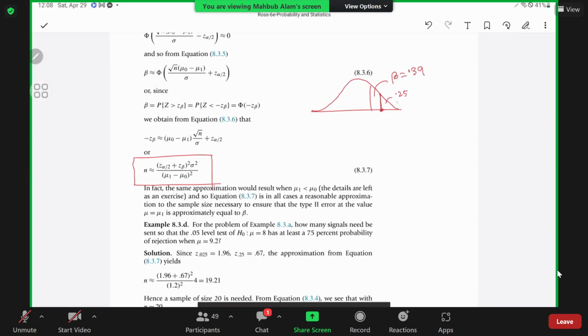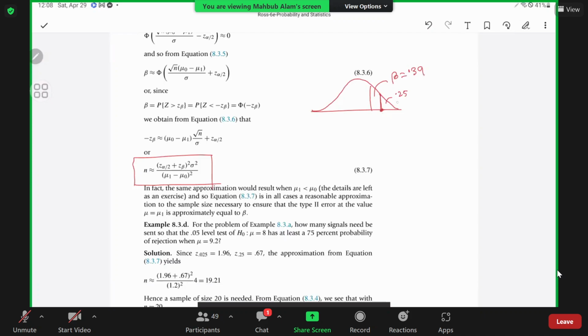So how can we solve the problem? The solution is very simple. We have the equation for n. Then step by step, let us find the values. First quantity is Z alpha by 2. Significance level is 0.05. If it is not given, you can assume it. Then 0.025 gives Z 0.025, which is 1.96. Then Z beta comes from the value of beta that we want to set, beta equal to 0.25.